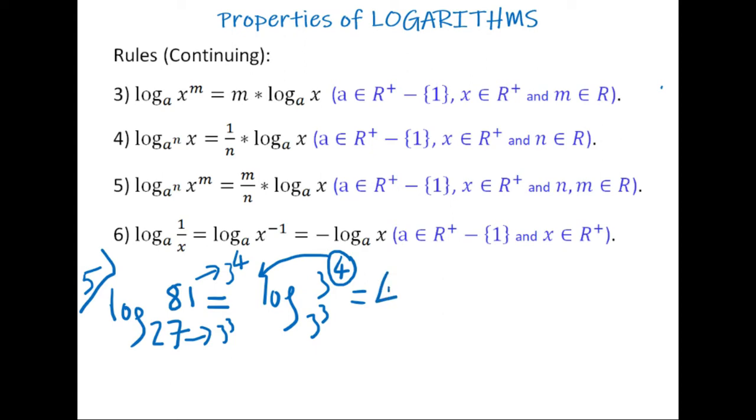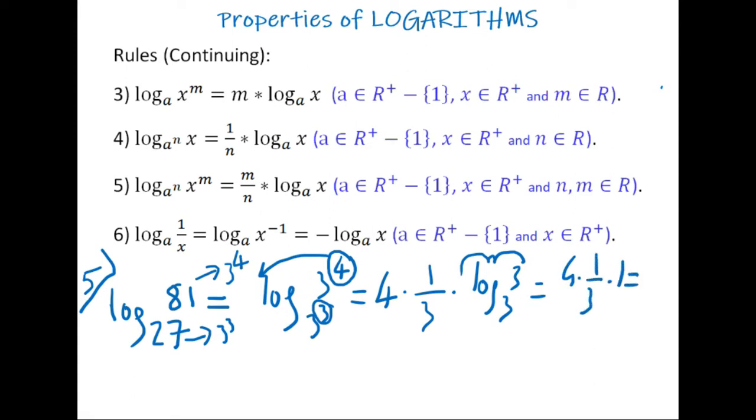So this is going to be equal to 4 times 1 divided by 3 times logarithm of 3 in base 3. And everybody knows that, whoever watched this video of course, this is going to be equal to 1. So this is 4 times 1 divided by 3 times 1, which is 4 divided by 3, the final answer.